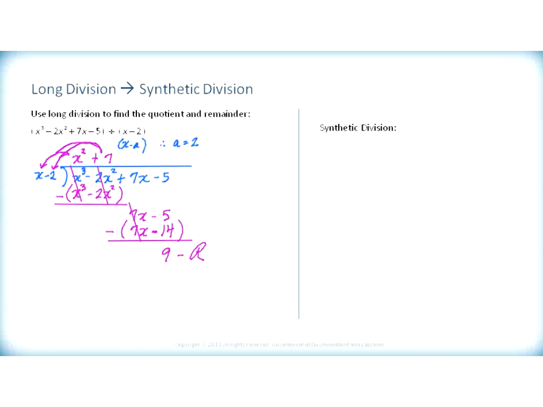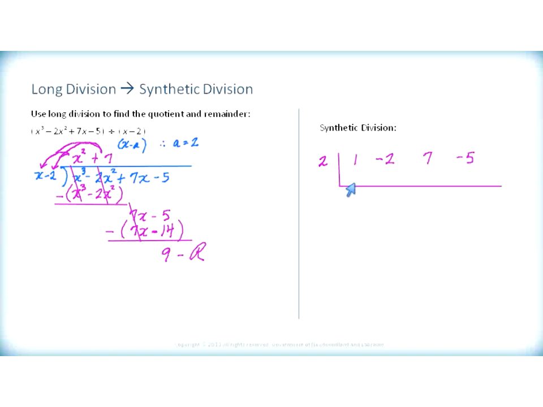Transferring the same information to synthetic division, you set up a box as follows. In front of the box, you record the value of a, which is 2 in this case. The numbers that go in the top row are the coefficients of your polynomial terms. The coefficient of your cubic term is 1. The coefficient of your quadratic term is a negative 2. The coefficient of your linear term is a positive 7. And finally, your constant term is a negative 5.